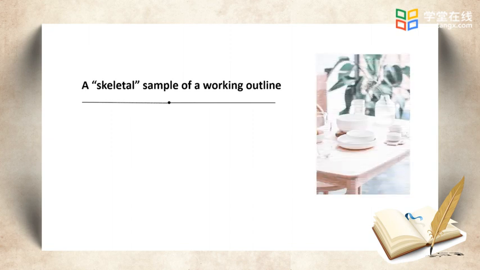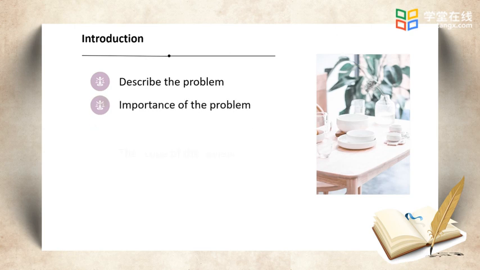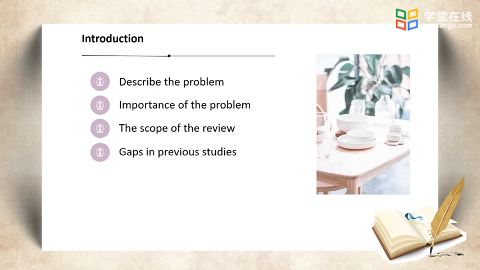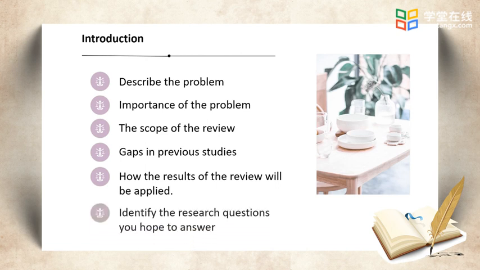A skeletal sample of a working outline. Title: Thesis Statement. Introduction. Describe the problem, importance of the problem, the scope of the review, gaps in previous studies, how the results of the review will be applied. Identify the research questions you hope to answer.